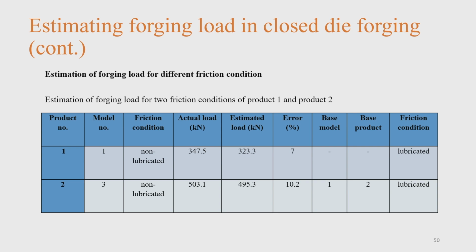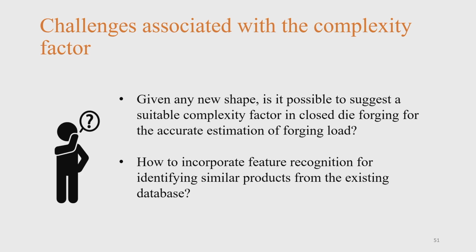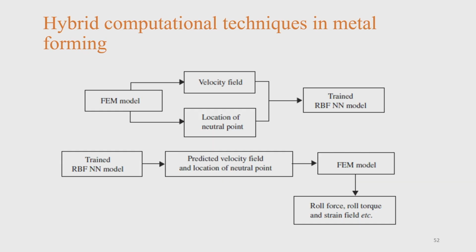And even lubricated and non-lubricated: in lubricated cases, what was the data. Sometimes you just give the data for the lubricated case, and the AI system can know that for non-lubricated it will be slightly more only. But there are challenges associated with finding the empirical formula: given any new shape, is it possible to suggest a suitable complexity factor, and how do we know that two products are similar.